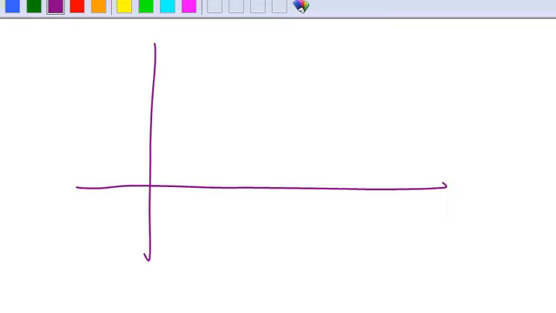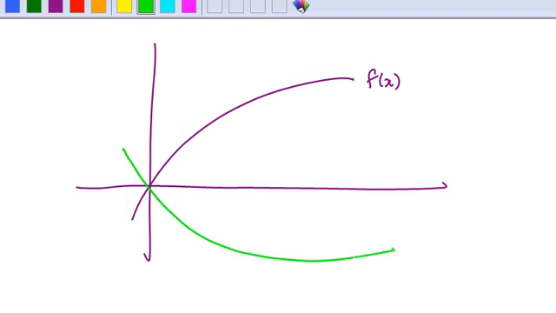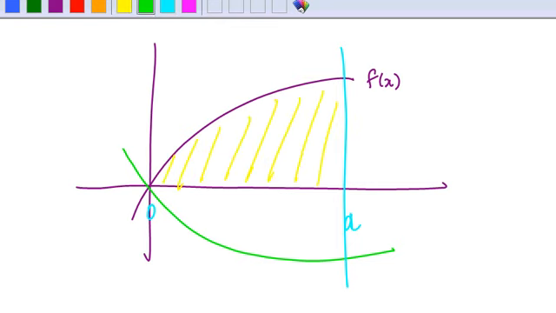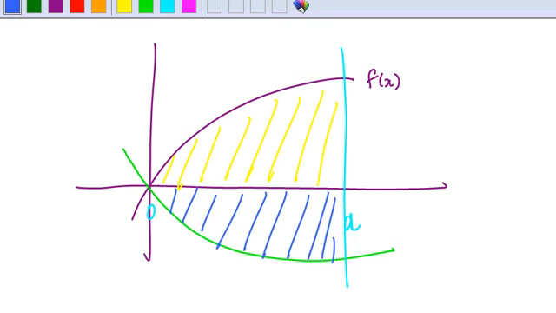So let's do one more diagram this time. Here's my f of x, and let's say I do g of x like this, and I want to calculate the area between 0 and a between these two curves. So that's all of this and all of this, and add these two together.